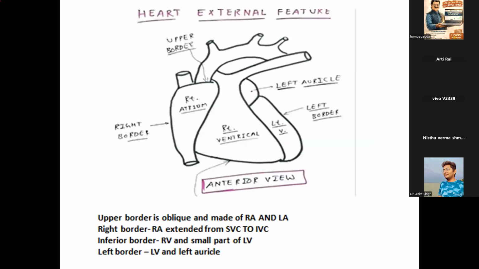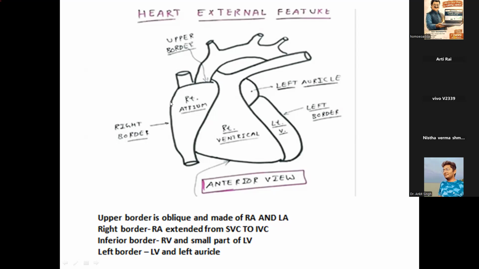Now we move further towards the borders. Arbitrarily, you can form the upper border over here, the right border over here, the whole of the inferior border here, and this will be the left border. So let's try to understand. If I draw a line from the superior vena cava up to this portion, that will be the upper border. This oblique upper border is made by the right atrium and the left atrium.